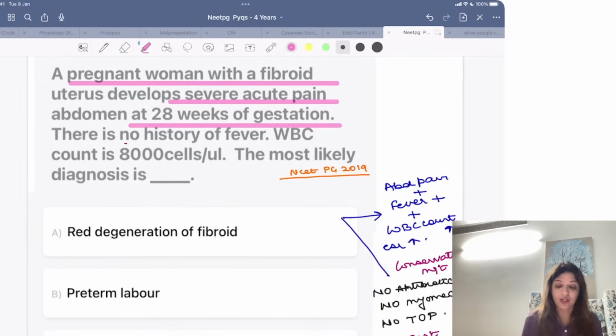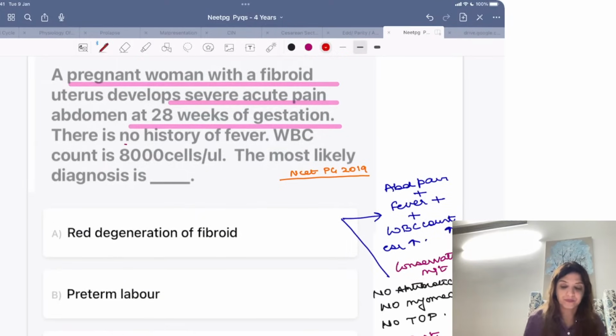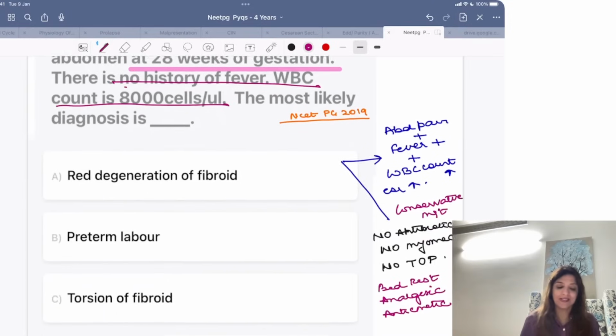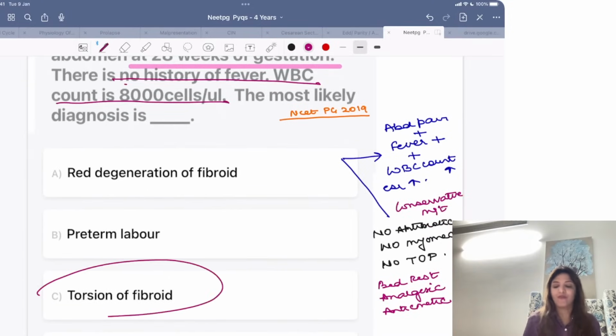There is no history of fever. So in case of red degeneration of fibroid, you get history of fever. And in case of red degeneration of fibroid, you get leukocytosis. WBC count is raised. What is written here? There is no history of fever. And WBC count is normal. This means it is torsion of fibroid. Right? In red degeneration there will be fever.